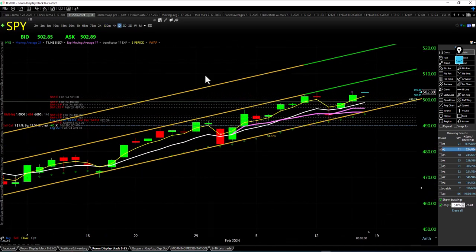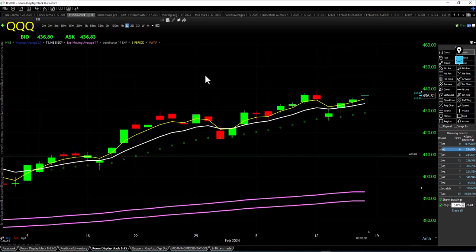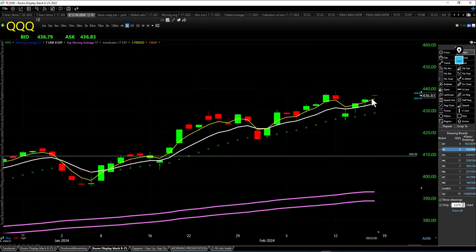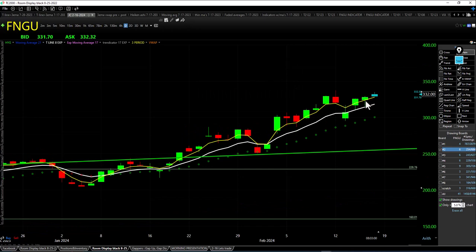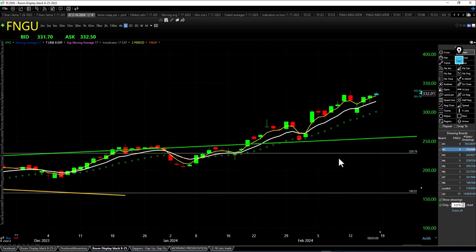First we'll start off with QQQ. Here's the NASDAQ. Again, closing over the trap, over the trend indicator, higher low, higher high. Doing much of the same thing that SPY is doing. So FNGU, I'll bet that looks the same. Yep. Closing over the trap. See up here, higher low, higher high. Over the trend indicator, still in an uptrend. See the uptrend there?